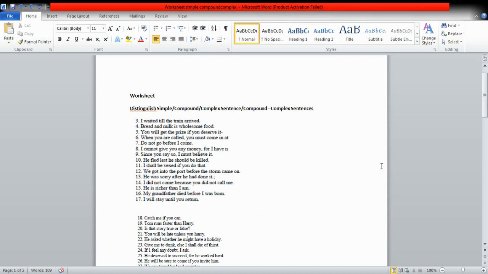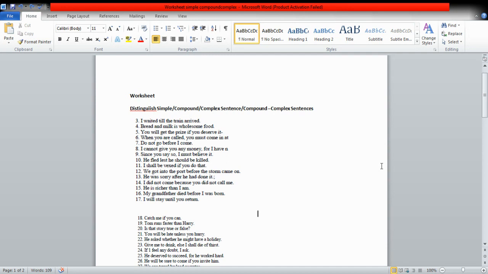I cannot give you any money, for I have none. It means that "I cannot give you any money" is an independent clause. "For I have none" is another independent clause. So it is a compound sentence. "Since you say no" is a subordinate clause, "I must believe it" is an independent clause. So it will be a complex sentence.